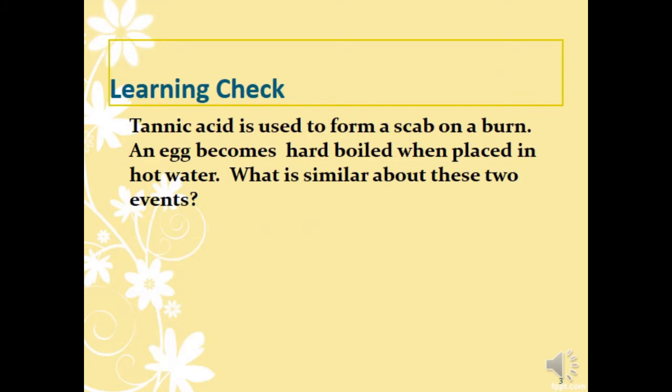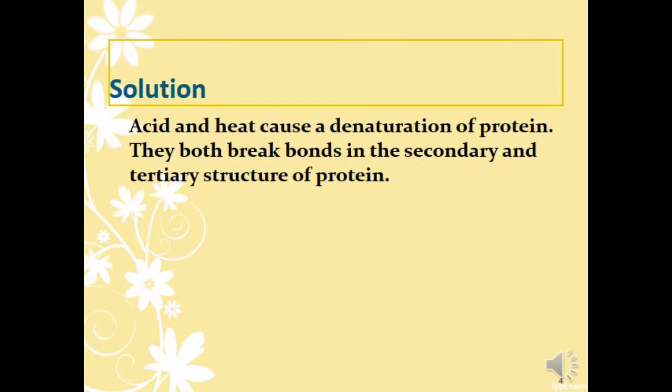So look at this question here. Tannic acid is used to form a scab on a burn. An egg becomes hard boiled when placed in hot water. So what are the similarities between these two processes here? Okay, both lead to protein denaturation. The first one is acid as the denaturant, and the second one is heat as the denaturing agent.